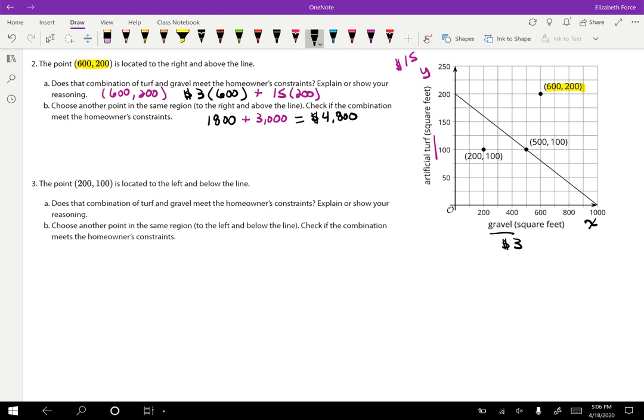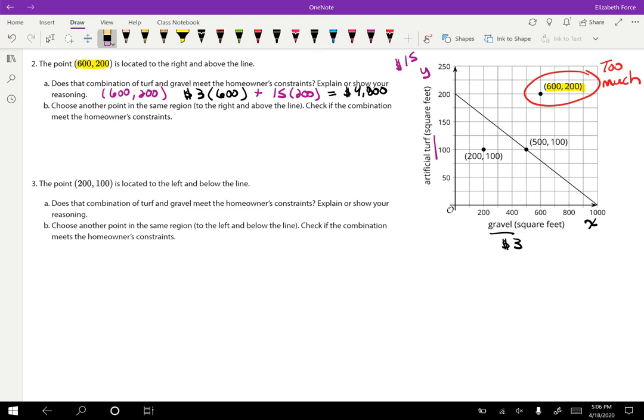This kind of runs into a problem, right? This point right here is a problem because if you remember from number one, she only has $3,000. This was too much. So because that's too much, this point, 600 comma 200, does not meet the constraint of a budget of $3,000. So it is not a solution. It is not a possible combination.